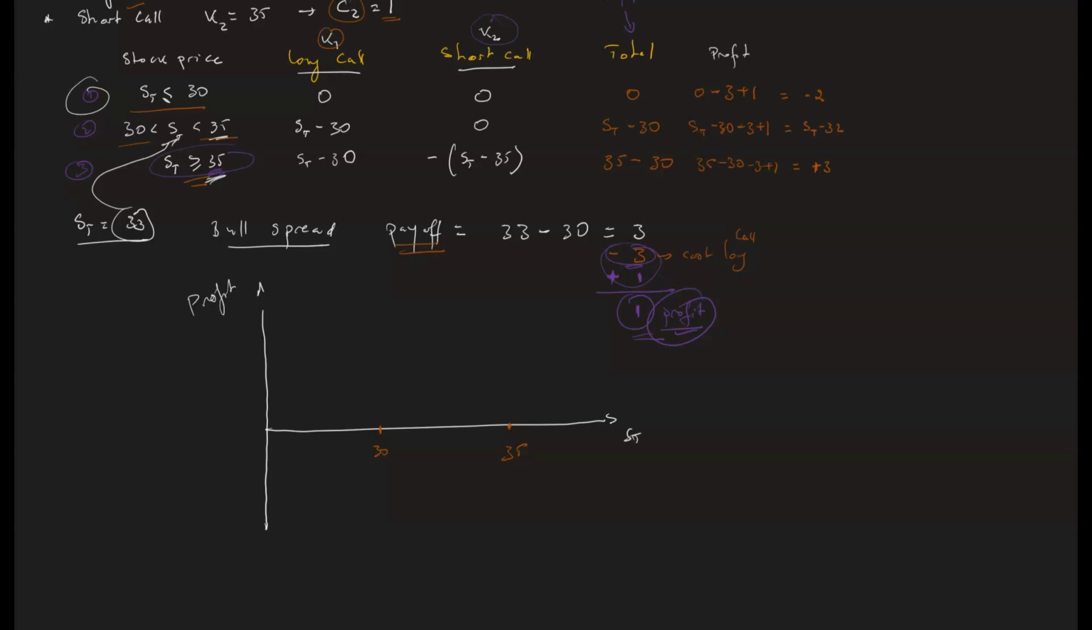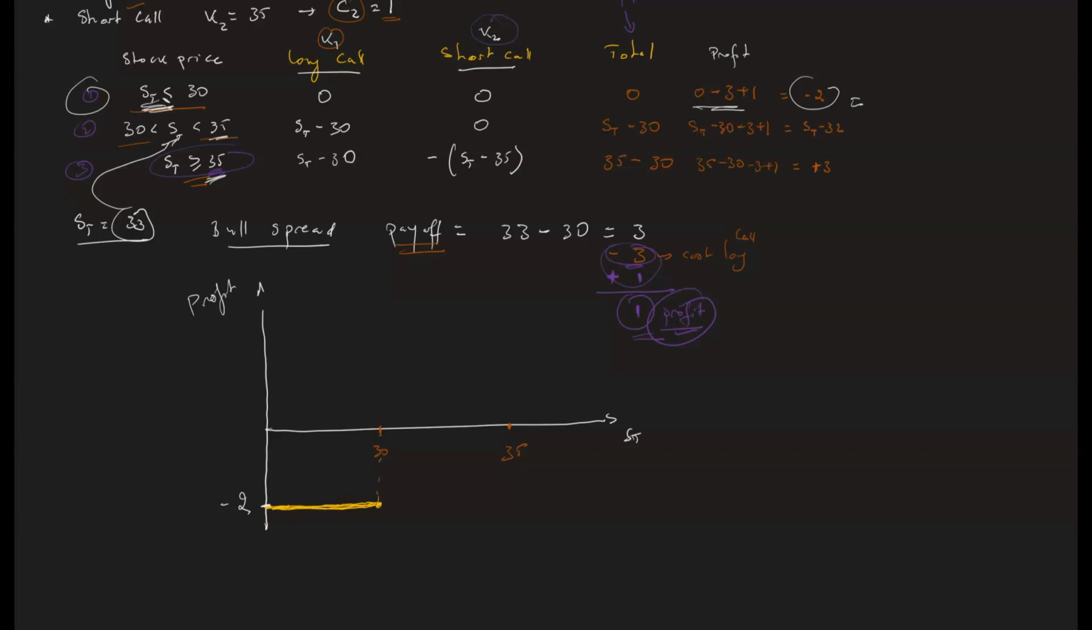When the stock price is below 30, our profit is minus 2. So it doesn't matter, we are losing $2 if the stock price is below 30. So below 30, minus 2, let's say this is minus 2, we're going to be here, which means that at this point we're going to be losing $2 until we get to 30. That's where we would be, minus 2.